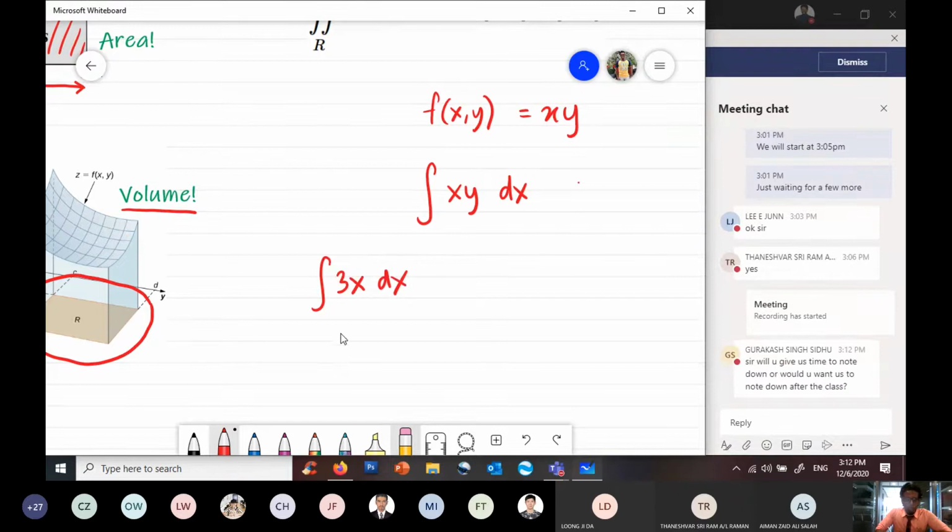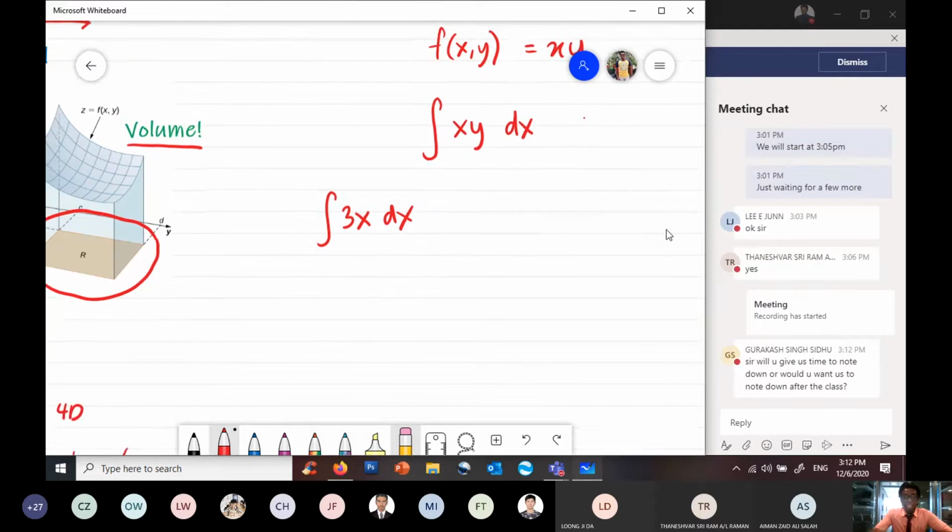It would simply become... No, you would not have to note it down, because after the class ends, I will give you everything that I just scribbled in picture format, so you can always refer to it whenever you want to. So you don't have to note it down. Just try to follow along.